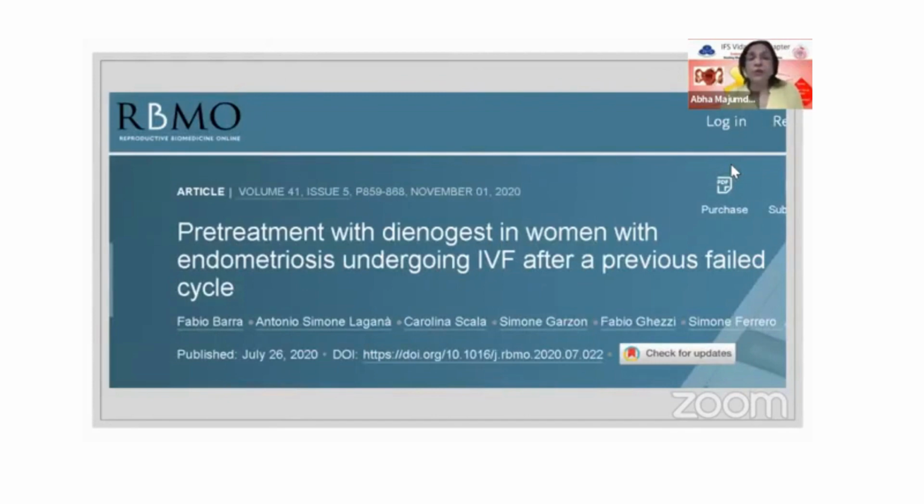I told you one was oral contraceptive compared with GnRH-agonist prolonged down regulation. Second one was letrozole with GnRH-agonist, and the other arm had GnRH-agonist alone. And all of them are comparing it with depot GnRH-agonist treatment, because that was what we grew up with since 2006 to this age, that it is only the depot preparations which can reduce the inflammatory effect of the endometriotic implants or the endometriosis in the pelvis. Now, this is pre-treatment with Dienogest in women with endometriosis undergoing IVF after a previous failed cycle.